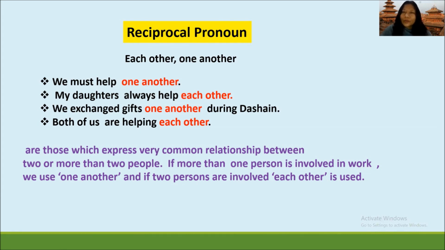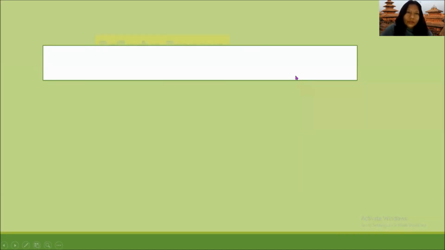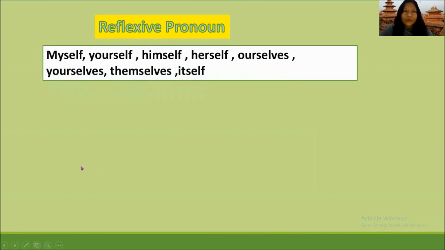When we express a very common relationship between two or more than two people, we use each other and one another. Next pronoun is reflexive pronoun. Reflexive pronoun is also known as self form. For example, myself, yourself, himself, herself, ourselves, yourselves, themselves, itself.